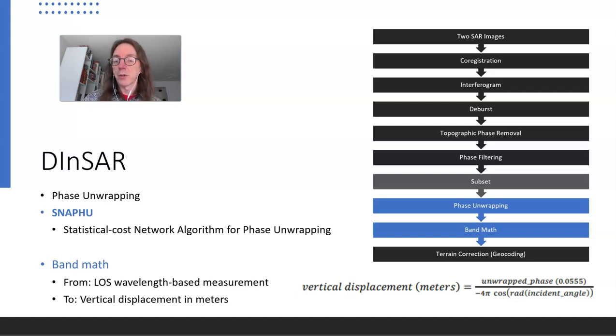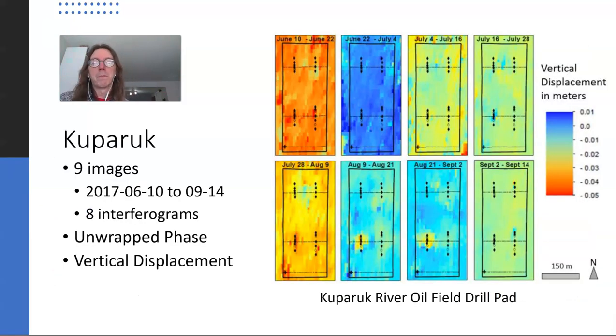phase change values into, say, vertical displacement in meters, as shown here in this process example, wherein the unwrapped absolute phase values of 8 temporally sequential interferograms from 9 SAR images were used to estimate the vertical displacement of a drill pad experiencing subsidence in the Kuparuk River oil field of Alaska.